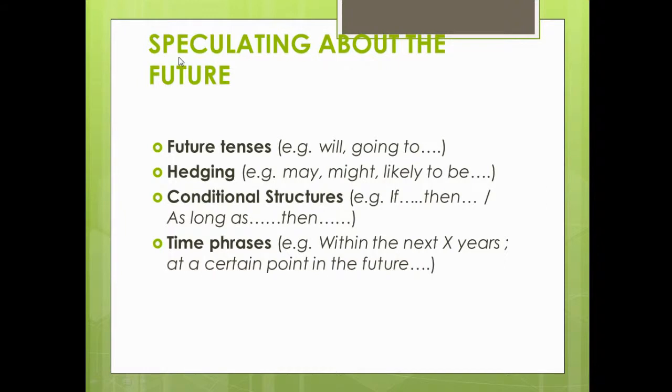And finally, the future. What about speculating about the future? Well, I would say that there are probably 4 important types of grammar structure here. Future tenses, of course. Will, going to, very important when speculating about the future. Something that we call hedging. Very often modal verbs or adjectives or adverbs that soften the language, soften the claim that you're making: may, might, likely to be.